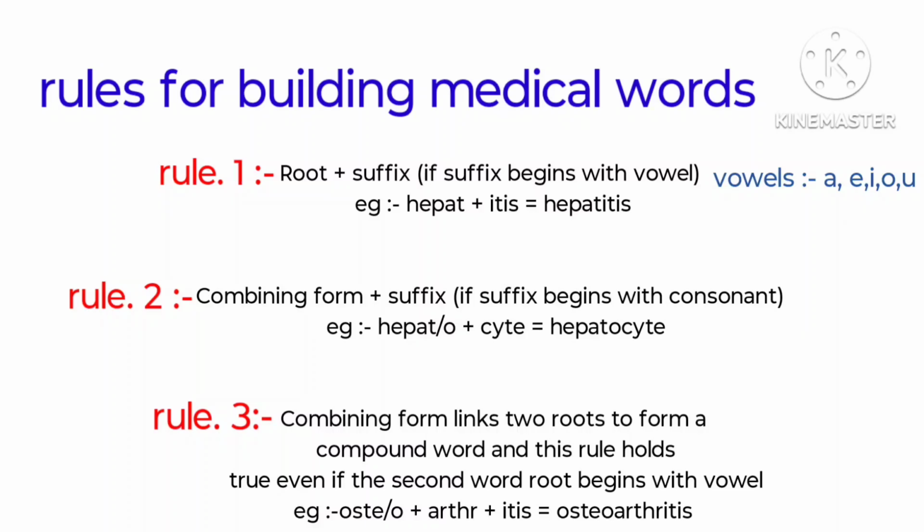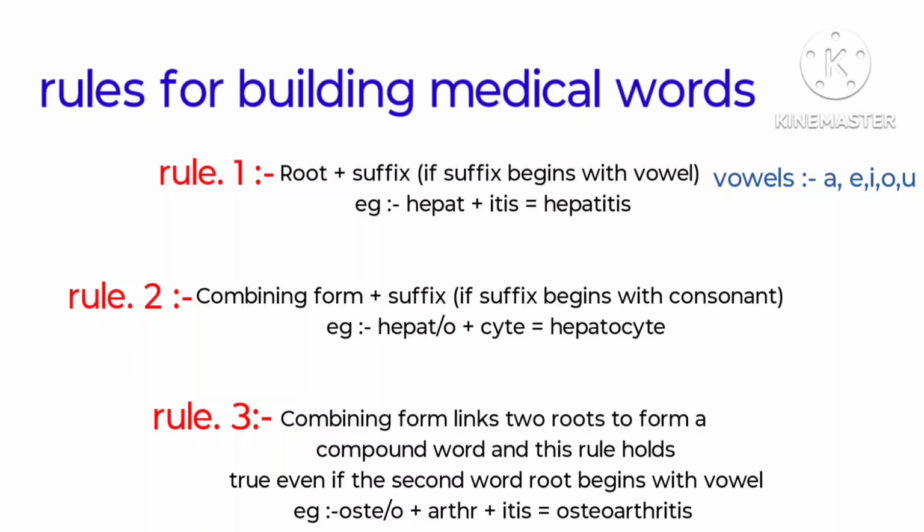Now we'll see rule 1. Rule 1 says that word root always combines with suffix that begins with vowel. For example, hepatitis. Here, hepat is the word root and itis is the suffix. Since itis begins with the letter I, which is a vowel, hepat combines with itis and forms hepatitis.